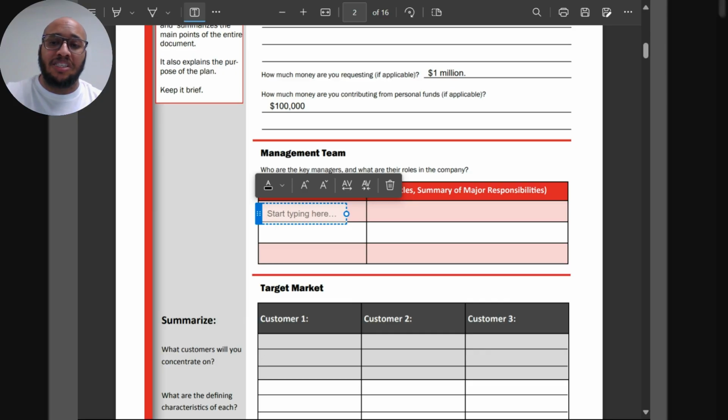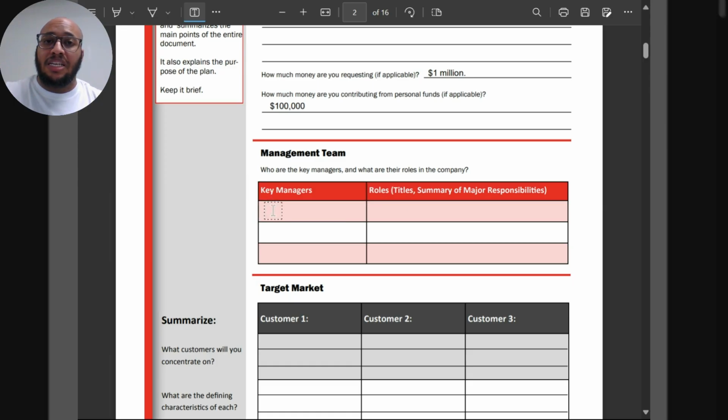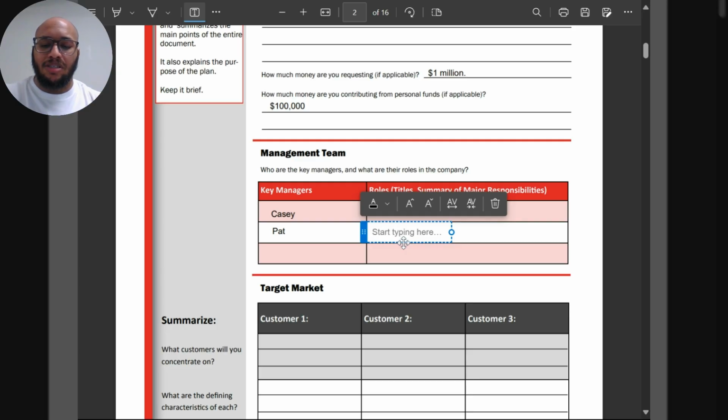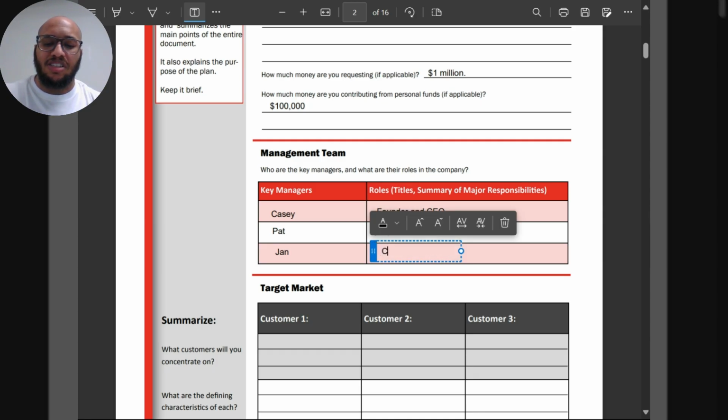And in our case, for this example, with my potato chips, I'm going to need probably all of those things. So my key managers are going to be me. I'll be the CEO, the founder. Let's say Pat. Pat will be my marketing person, so chief marketing officer, and then Jan. Jan will be my finance person, chief financial officer.